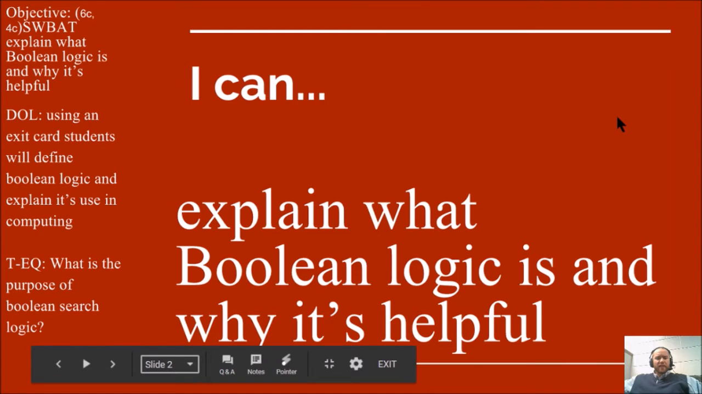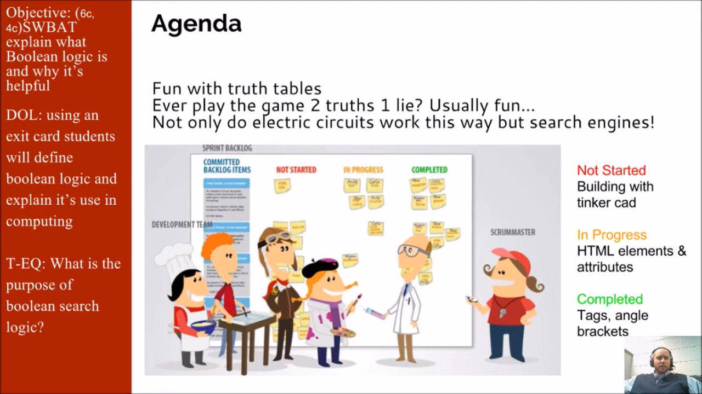The objective of this video is to explain what Boolean logic is and why it's helpful. So we'll have some fun with truth tables today. I wonder if you've ever played the game Two Truths and One Lie. It's something I did in college actually, and it's usually a pretty fun game.